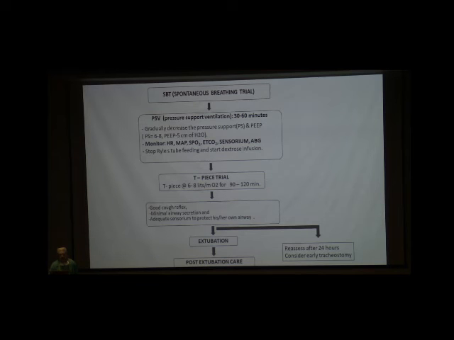After that, if we are able to bring down the pressure support to 6 to 8 and a PEEP of 5, we give the patient a T-piece trial of 6 to 8 liters of oxygen for around 1.5 to 2 hours. And after this, if the patient has a good cough reflex, minimal airway secretion, and adequate sensorium to protect his or her own airway, extubation is done, and after that post-extubation care is taken.